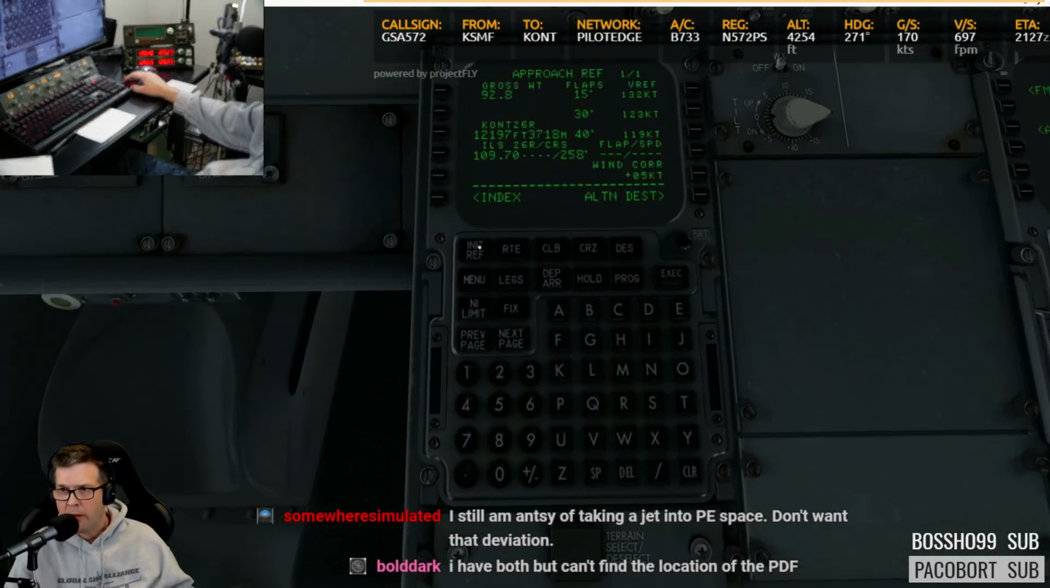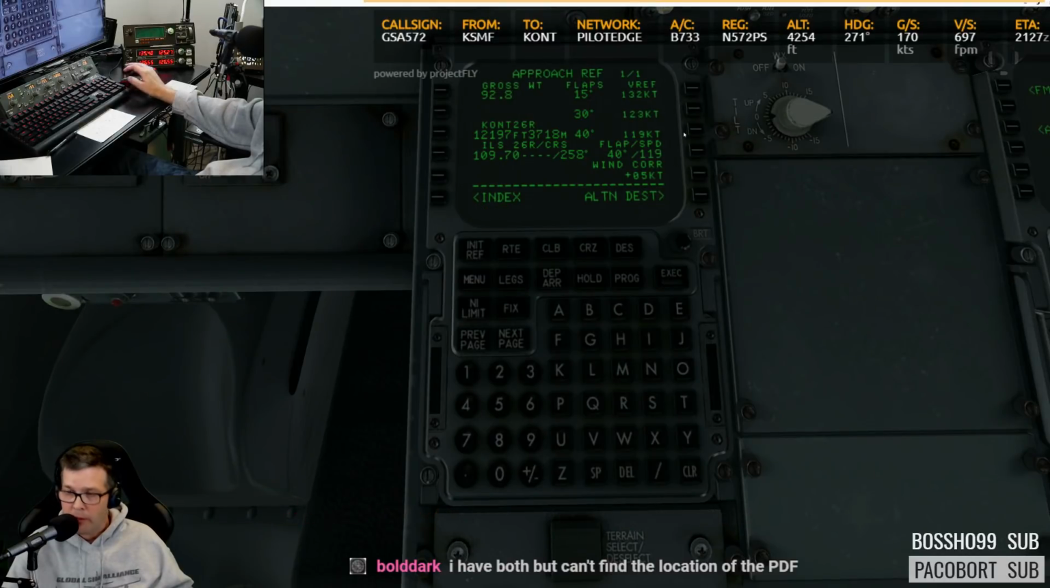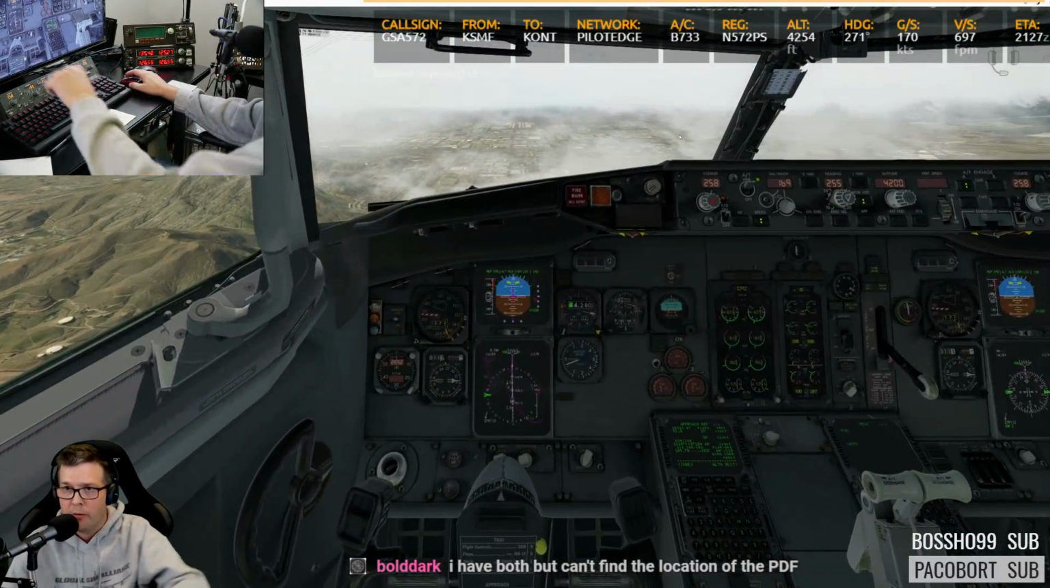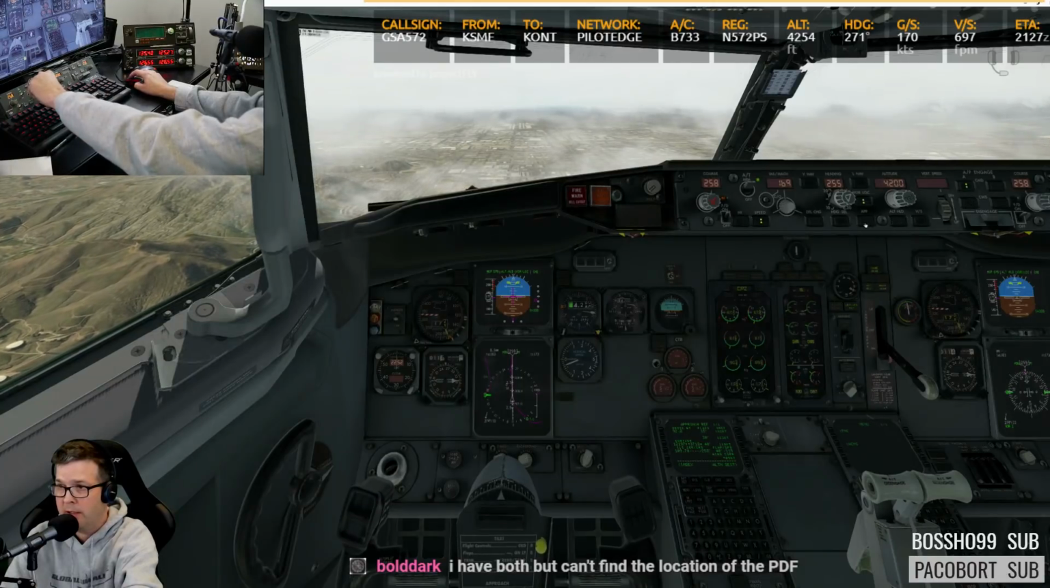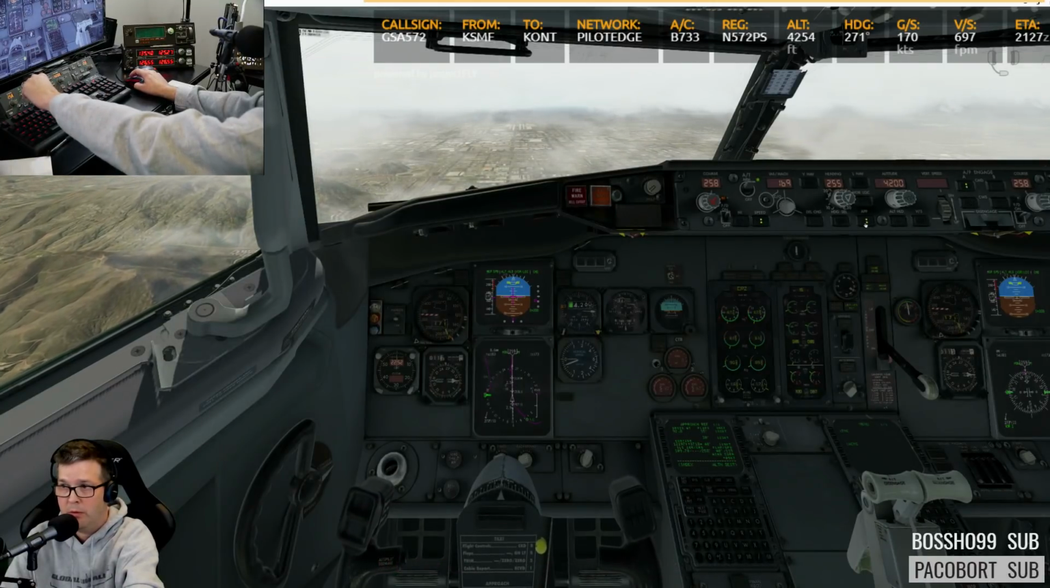All right, we've got gear coming down. We've got 119 on the VREF. We're at 169 now. We'll go ahead and hit the Jet 3040 approach.